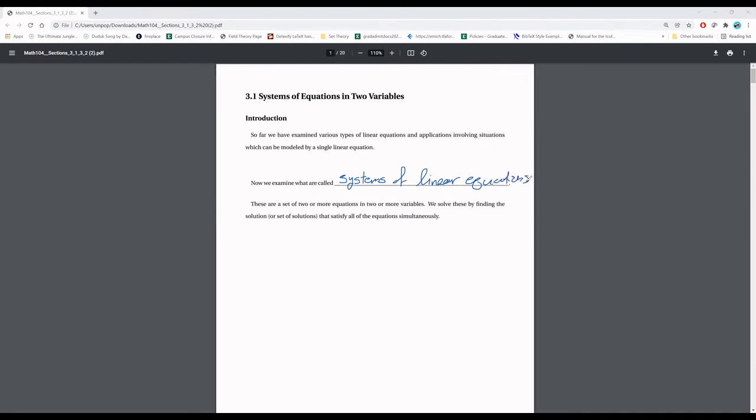So systems of linear equations, a system being a set of two or more equations in two or more variables, and linear meaning we're going to be studying lines. We can solve these things by finding the solution or the set of solutions that will satisfy each equation simultaneously.